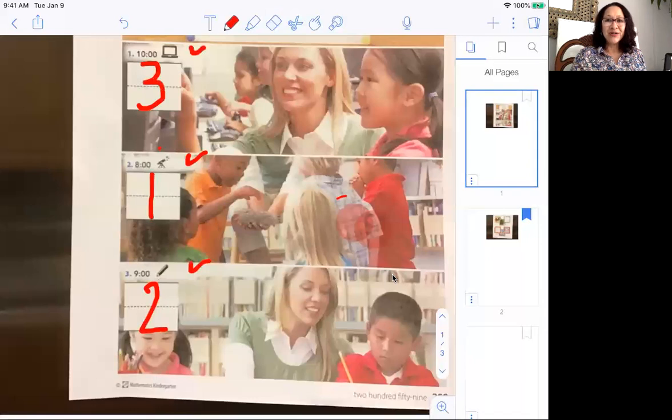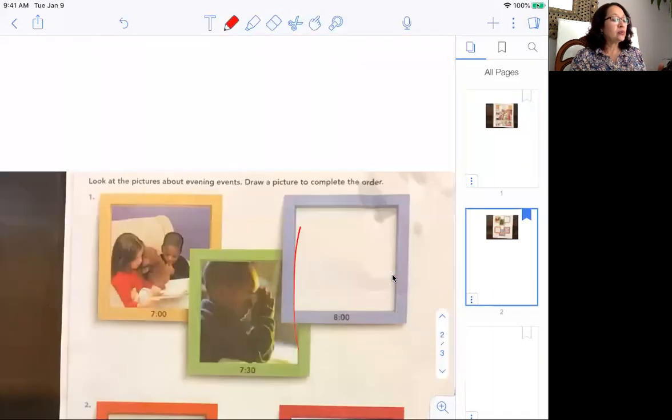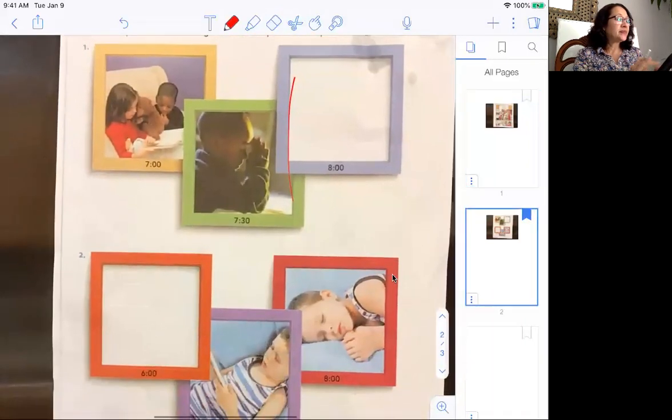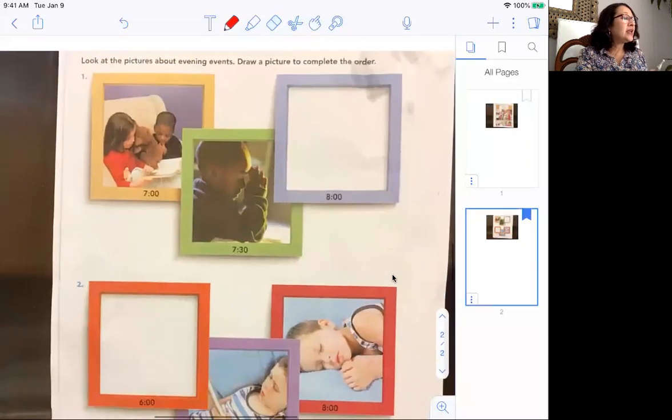All right, boys and girls, did you stay with me? Great job. Now let's go to the next page. There we go. And I'm going to erase the little squiggle there. Now, the same thing on the back, except what you do at night, right? Because we're talking about more of the evening part of your day here.